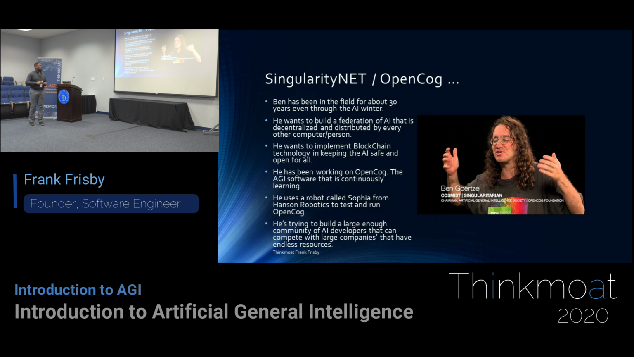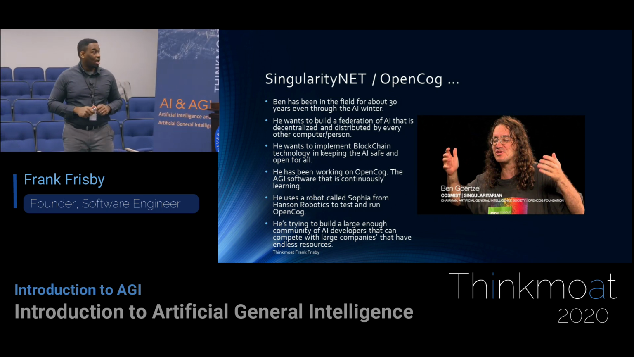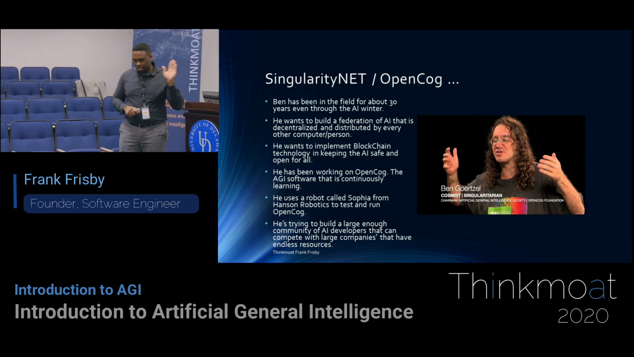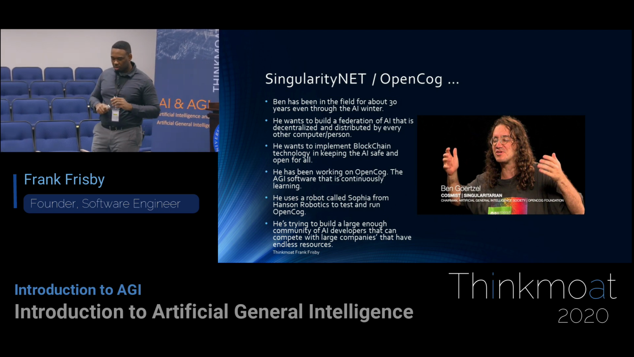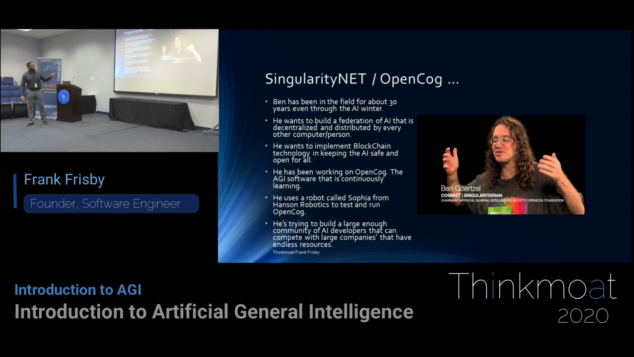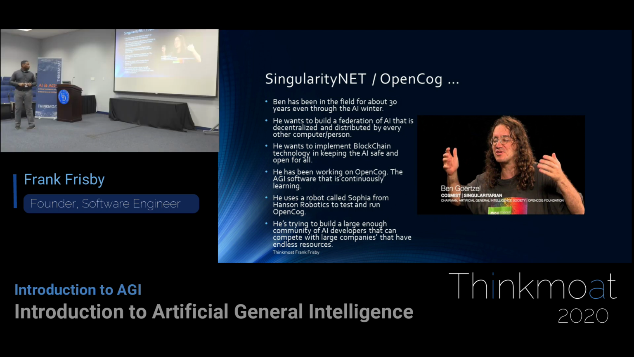SingularityNet, OpenCog: he's been in it for the last 30 years. He's been working on AGI for that long, and he has a lot of pull. But the difference about him compared to other people is he's more into the distribution of AI among everybody, not just one company or one entity having it all. He wants to have something that's pretty much a federation of AI among everyone in the world. That's what his focus is on.